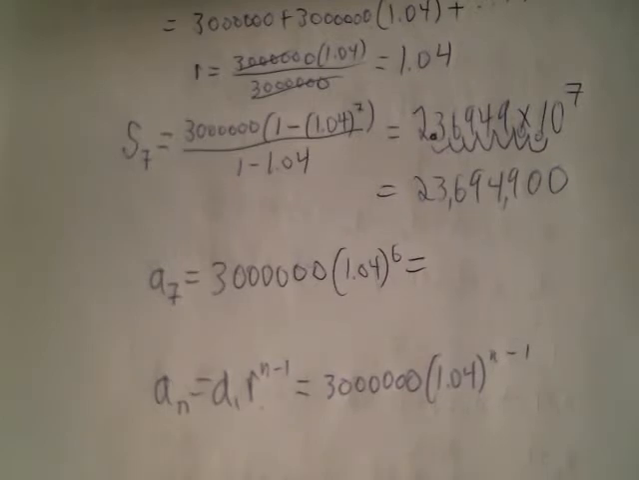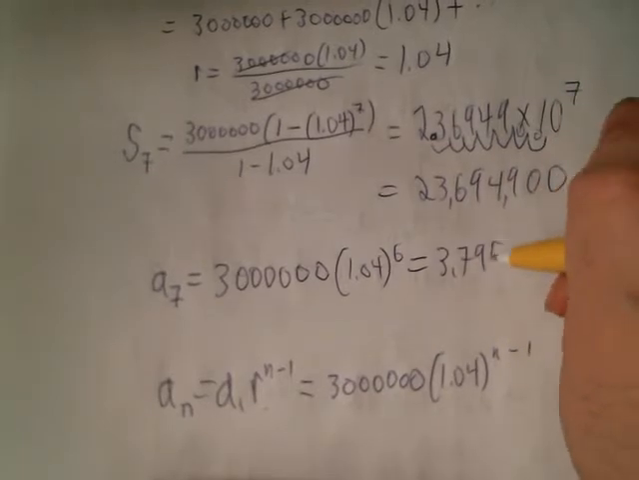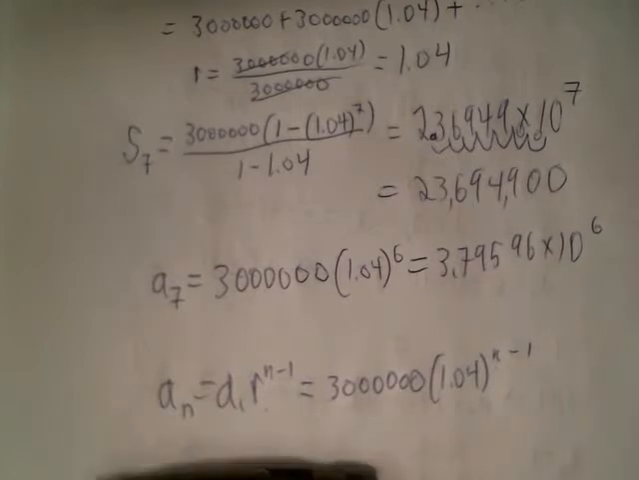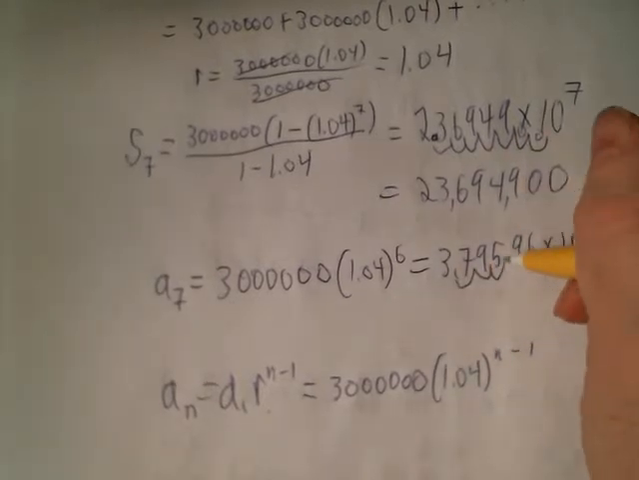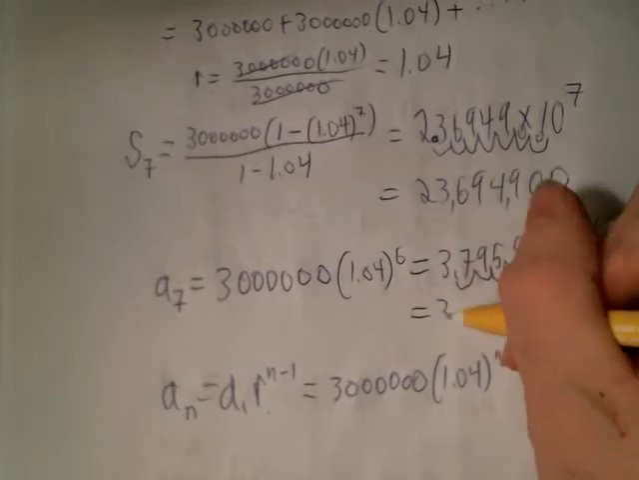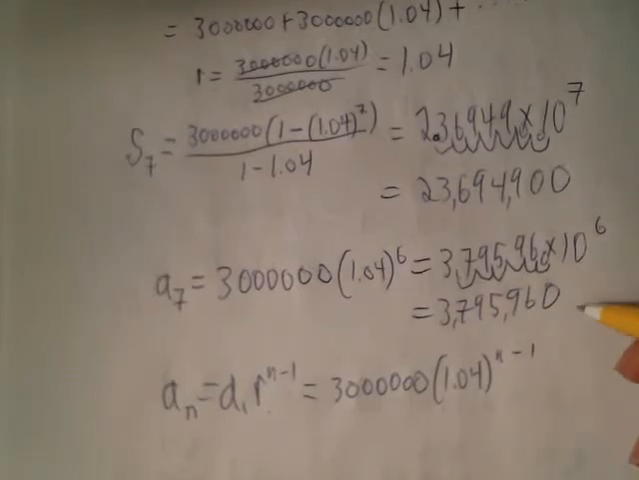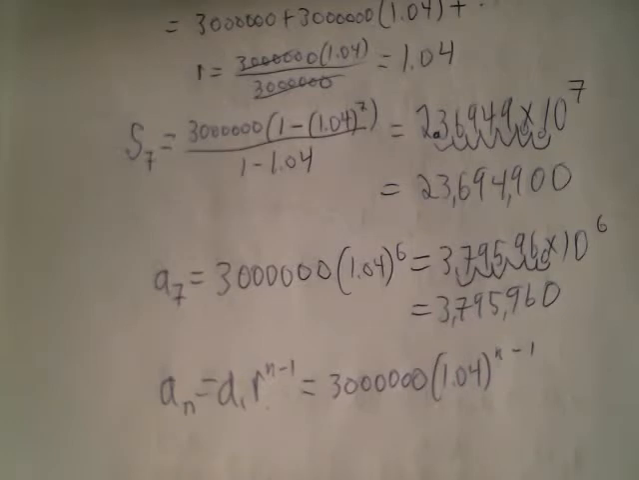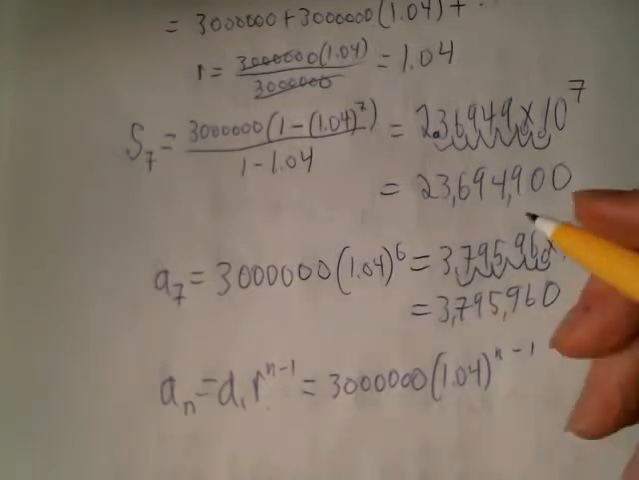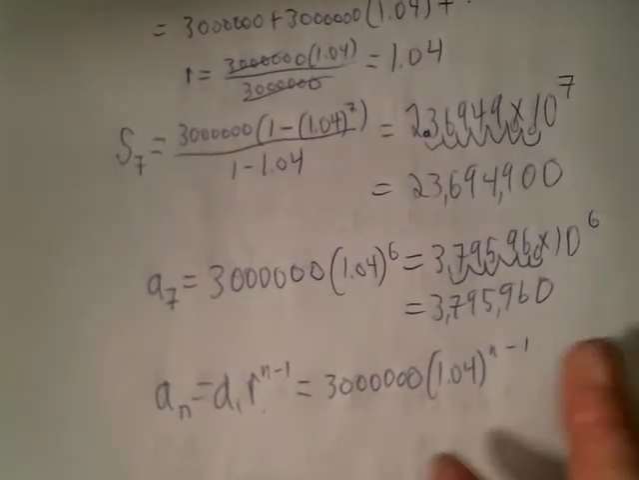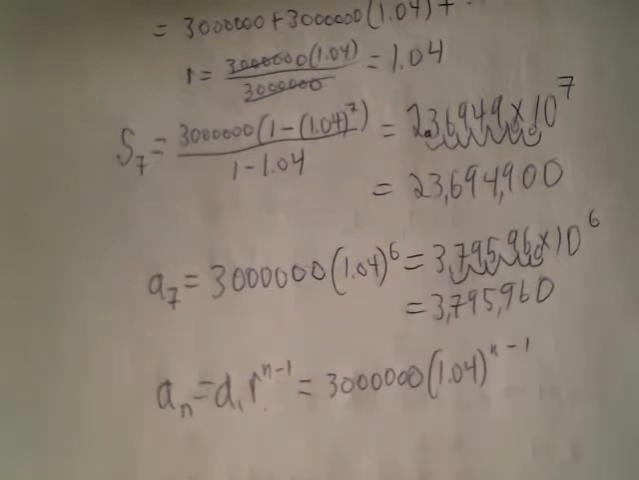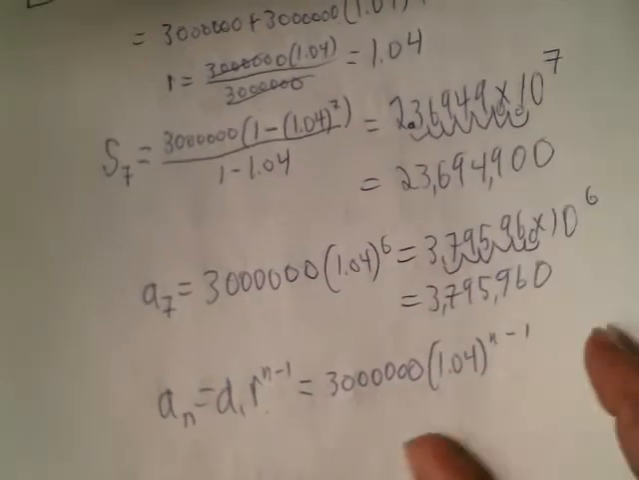So let's find what that is. 3 million times 1.04 to the 6. 3.79596 times 10 to the 6. So 2, 3, 4, 5, 6. This equals 3,795,960. So almost $4 million in year 7 is what this guy's making. But the actual sum of the salary over 7 years would be that $23 million. Okay, let's look at another. So this is now number 73.